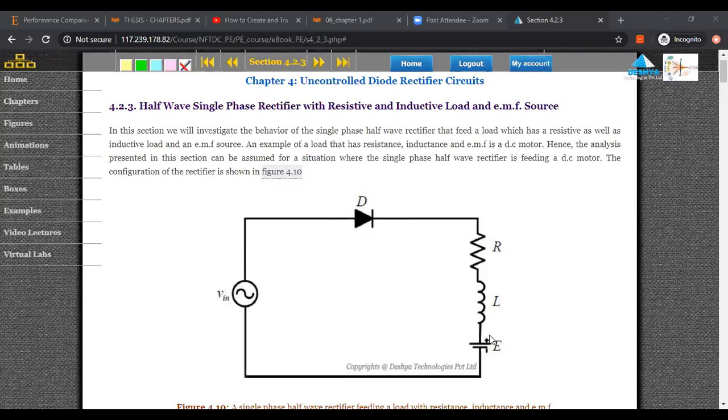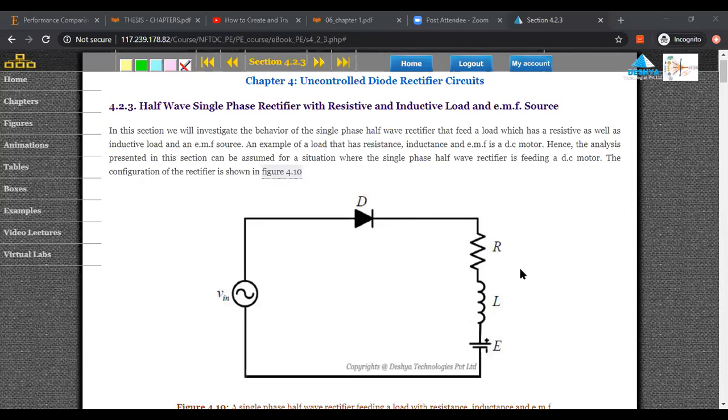What I mean is, one important point is that an RLE load together in series is nothing but a DC motor. Simply, it's an equivalent circuit of a DC motor. If you have RL with E as an additional source in the load, then it is known as a DC motor. So indirectly you are attaching the rectifier to a DC motor as a load. So this operation is the same.